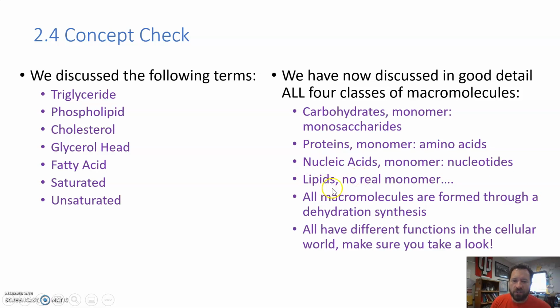And then today we talked about the lipid category, lipid class of macromolecules. No real monomer for the lipids. All macromolecules are formed through dehydration synthesis. You guys saw that a lot this unit, so make sure you keep that in mind. And then finally, all 4 of those different macromolecules have different functions. So make sure you guys are familiar with what the function of each of these macromolecules is.